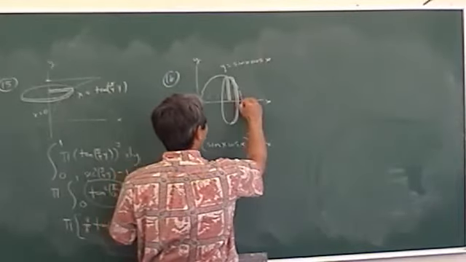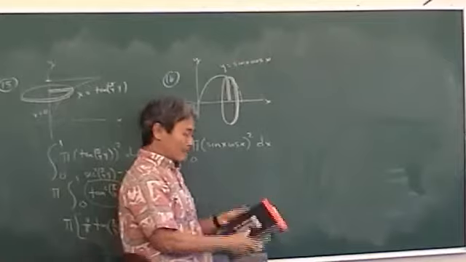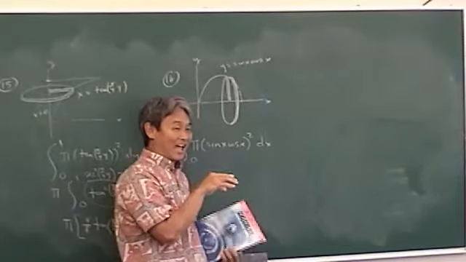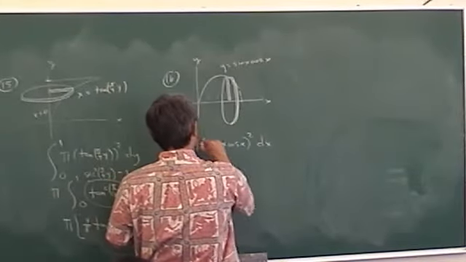Is that pi here? Does the book tell you? Let me look. The book doesn't tell you. It's pi over 2. That's what I got, Kimo.